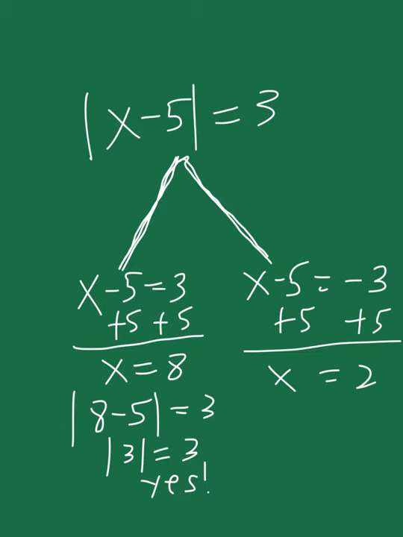Let's check. Does the absolute value of 2 minus 5 equal 3? Does the absolute value of negative 3 equal 3? The answer is yes. Okay, so this absolute value equation has two answers. Okay, x is equal to 8 and 2.